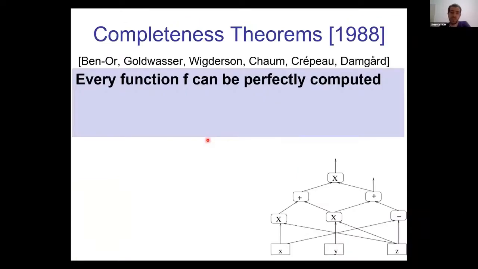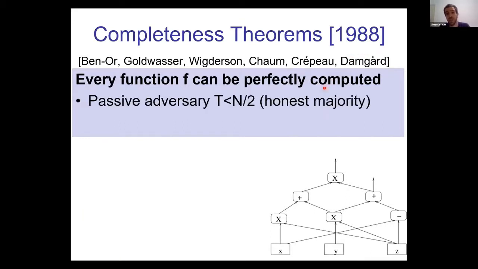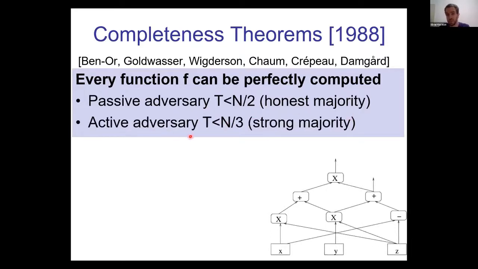So after presenting perfect MPC, we should ask, is it even possible? This question was answered by two papers, BGW and CCD, in '88. They show that every function f can be perfectly computed in the presence of a passive adversary when there is an honest majority, and in the presence of an active adversary when there is a strong honest majority, which means that the adversary corrupts less than a third of the parties.